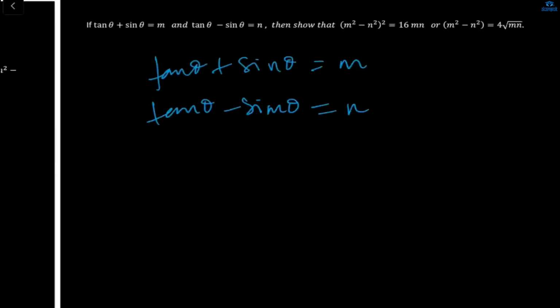m square minus n square is there. So if you are going to subtract it, what will you get? You need to subtract the equation. Which equation from which equation do you have to subtract? For m square minus n square, the second one will be subtracted.